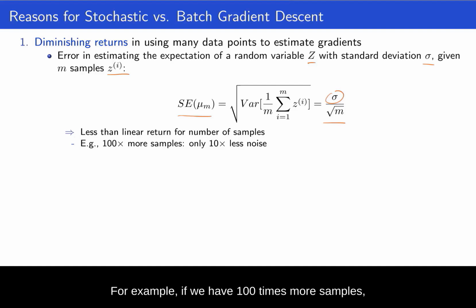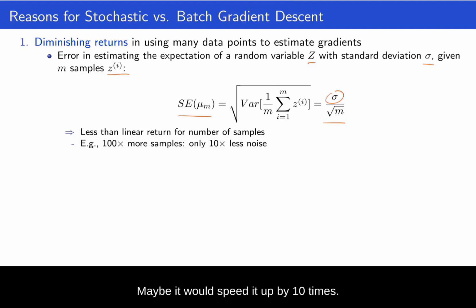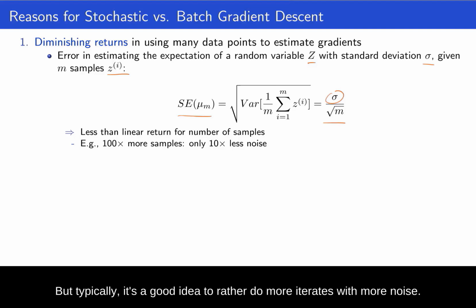For example, if we have 100 times more samples, then the noise is only reduced by a factor of 10. And typically, if we have 10 times less noise, that doesn't mean that this would speed up our optimization by 100 times. Maybe it would speed it up by 10 times, but typically it's a good idea to rather do more iterates with more noise.